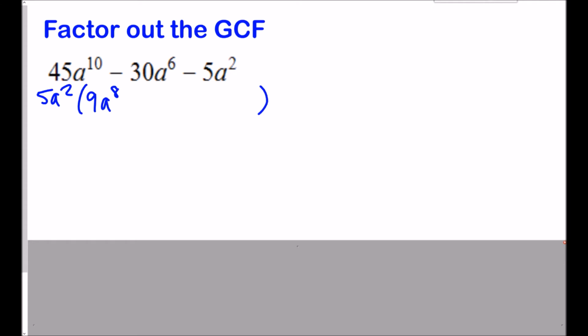So following that same logic, I've got 6a to the 4th left here, and then just minus 1. You do have to include a negative 1 here. It's like a placeholder.